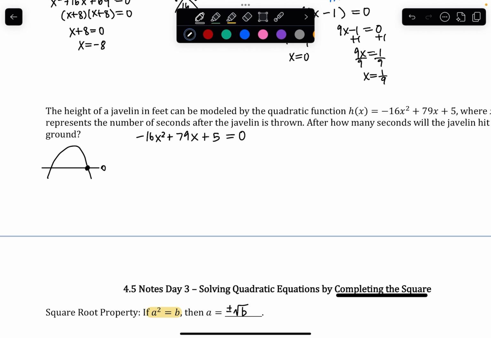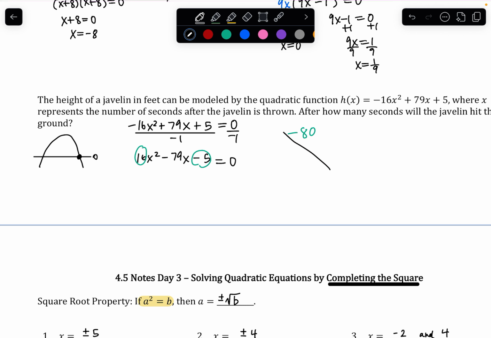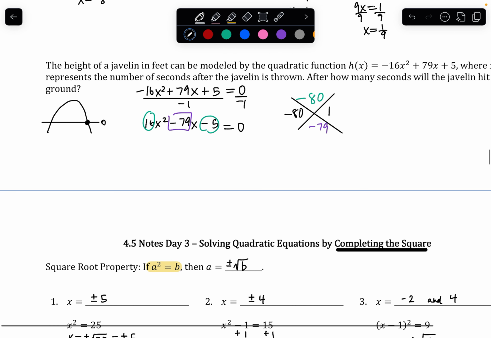And so to solve by factoring, you do not want a to be negative. And so you can think of it as dividing everything by -1. The right side would still be 0, and then everybody's sign would change. Okay, and so now a is at 1, and so a times c is negative 80. We need two numbers that multiply to negative 80, but add to this negative 79. Okay, and so that would be 80 or negative 80 and positive 1.